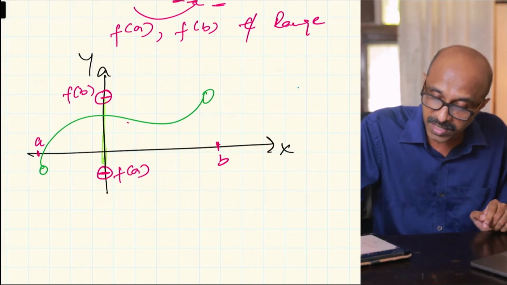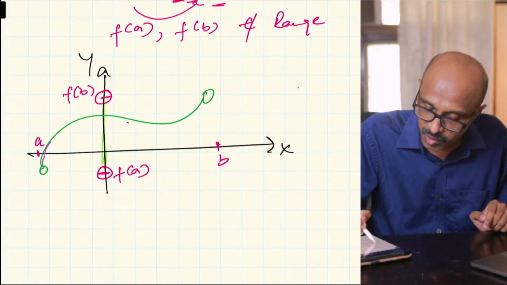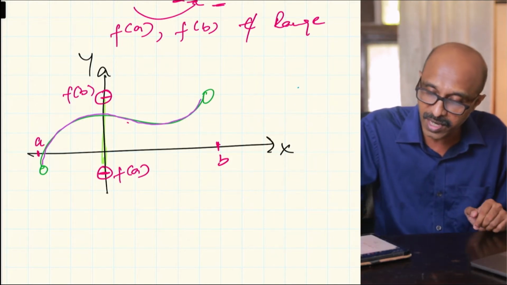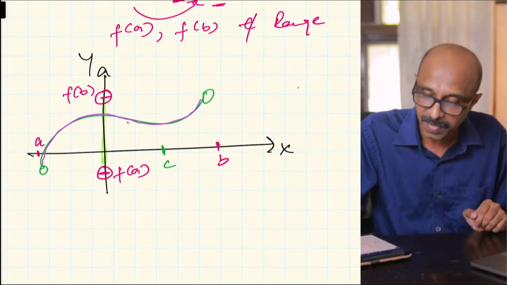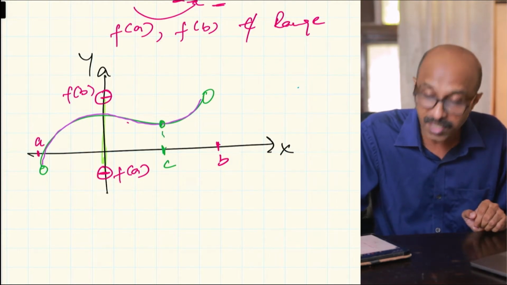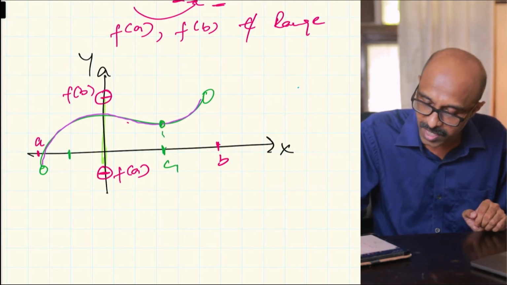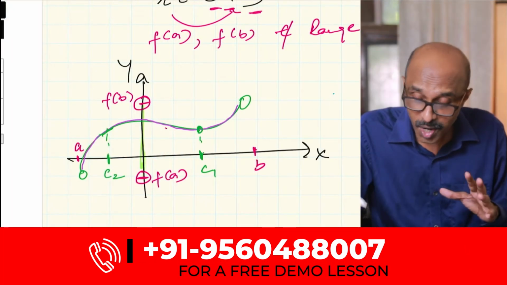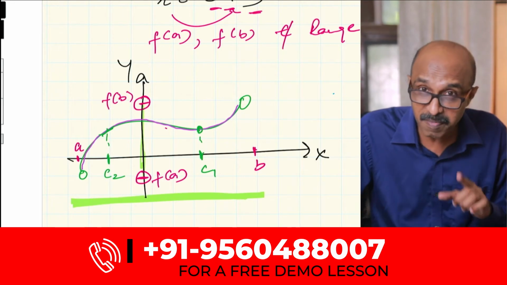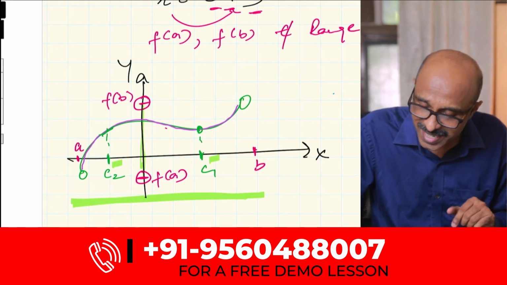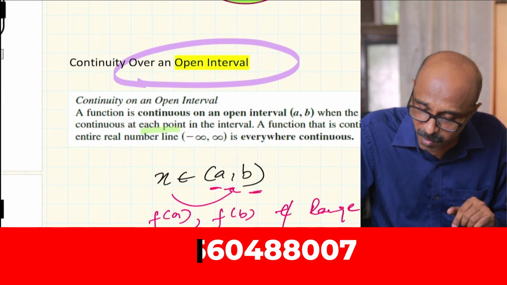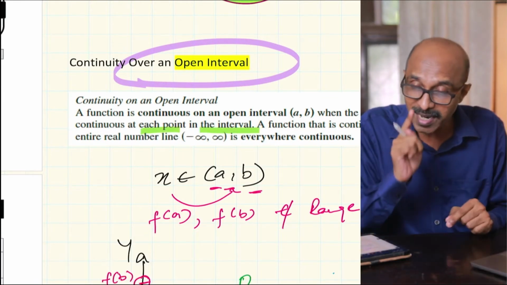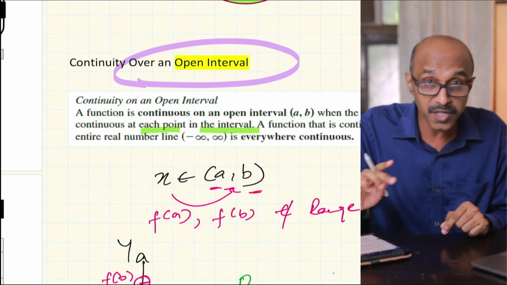Now if you look at the graph of the function, it is continuous at every point in between. Any point in between you take. Let's take a point here, let's call it c. At that point c, the function is continuous. You pick another point here, let's call that c1, maybe this is c2, and at that point the function is continuous. So continuity over an open interval means that for any c in that interval, for each point in the interval, the function is going to be continuous. Forget about the endpoints, but at any point in between a and b, the function is going to be continuous.